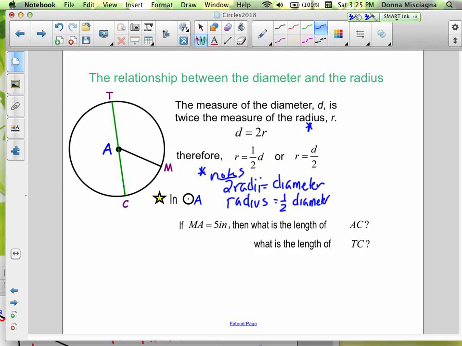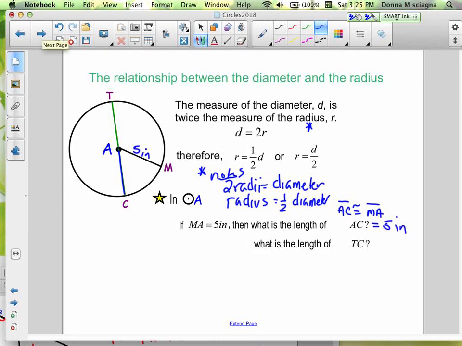So if MA equals 5 inches, what's the length of AC? Well, notice that AC here, which is from A to C, is also a radius. MA was a radius, and AC is a radius, right? They go from the center to the edge. So AC is congruent to MA, and therefore AC is also 5 inches.